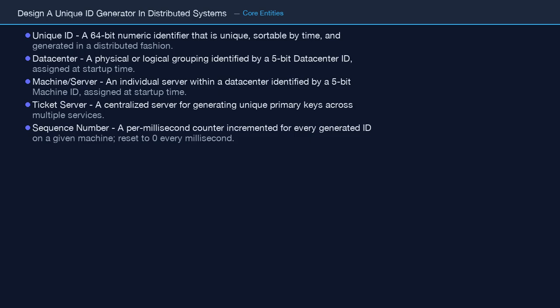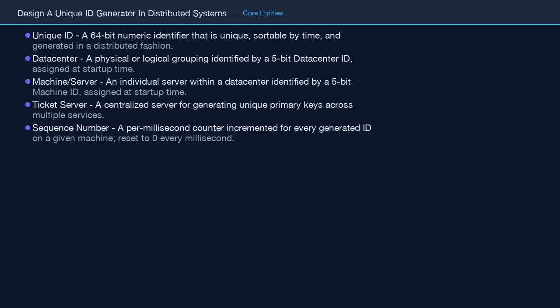Each individual server within a data center gets its own 5-bit machine ID, also assigned at startup. Combined with the data center ID, this pair uniquely identifies any single machine across the entire infrastructure, which is what allows each server to generate IDs without coordinating with others.